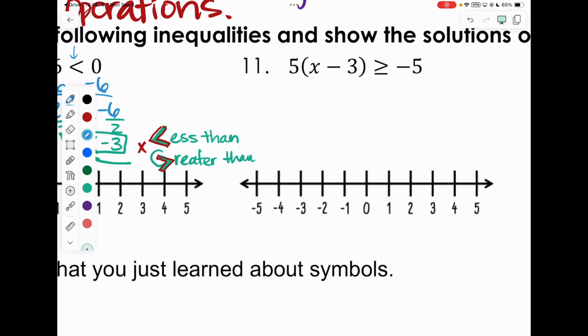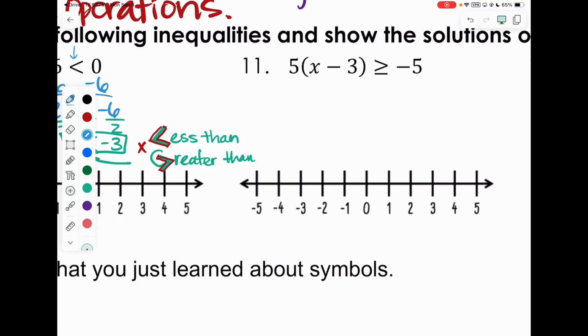Oh, it's you, bud. Okay. We're gonna distribute the 5 across the parentheses. So I've been telling my students we should go backwards on PEMDAS when we're solving for x. Can I divide both sides by 5 first?